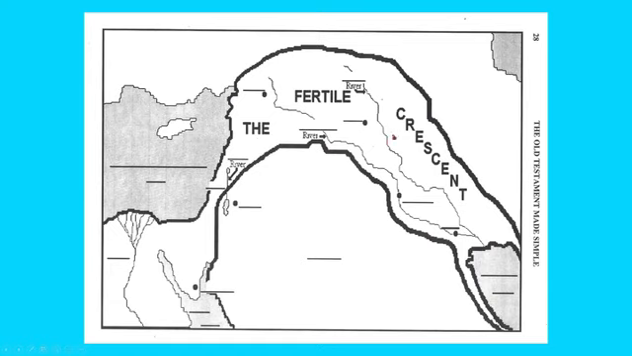Now, we've been naming the rivers. The river to the north is the Tigris River. The river to the south in the Fertile Crescent is the Euphrates River. And the river in Israel that flows from the Sea of Galilee down to the Dead Sea is the Jordan River. Those are the 3 major rivers we have discussed in our geography of the Old Testament.